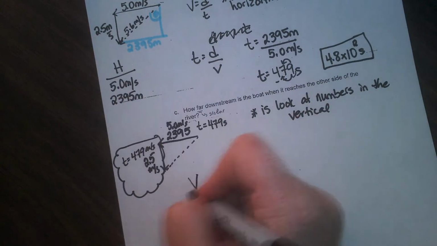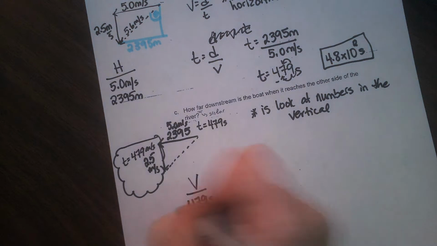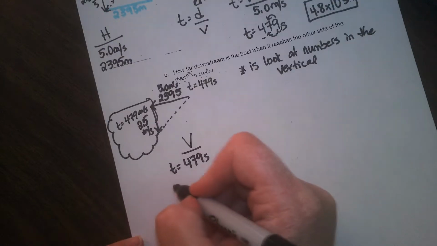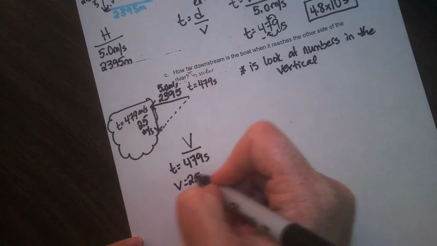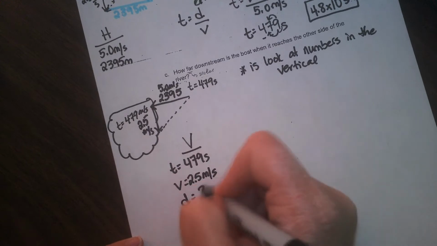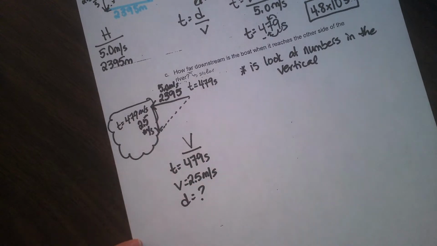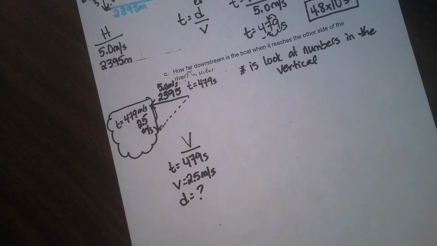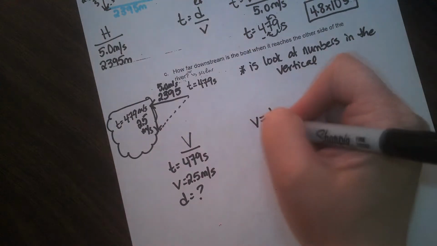So in the vertical, we have 479 seconds, and we're looking for distance. Because we're only looking at those three particular things, and we're not launching upward into the air, we're not throwing it straight across, we're not dropping it down, we're just a boat in a river going with the current, we're not concerned with acceleration. So we're going to use this formula.